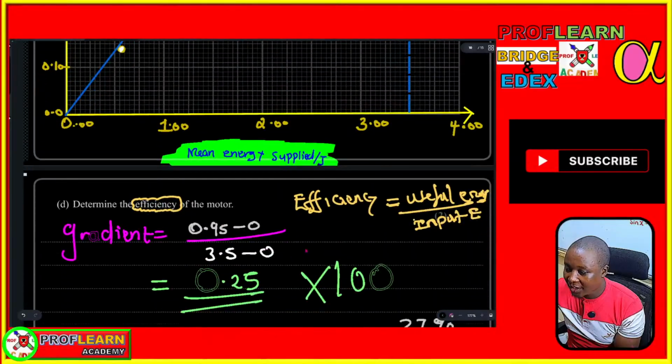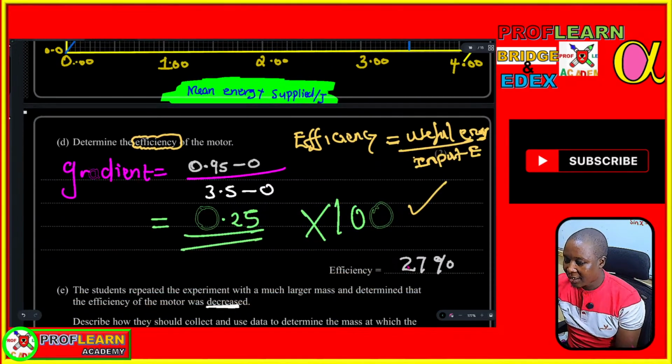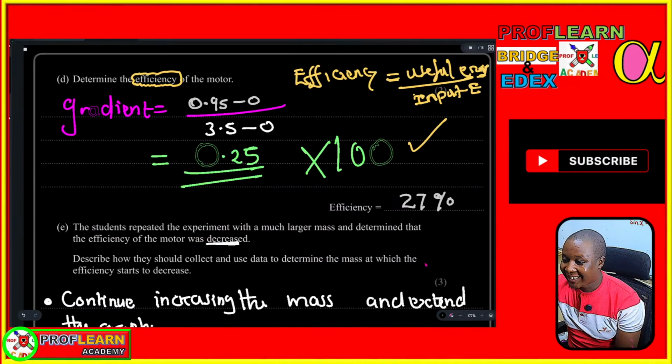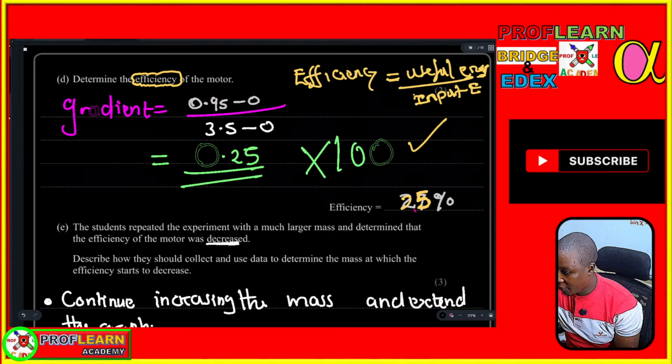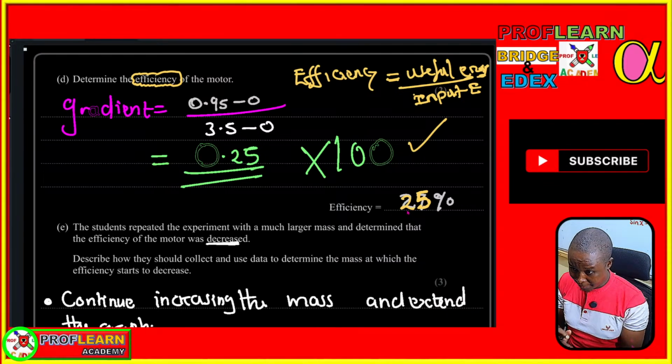So that's why, if we have a straight line graph, to get the efficiency we just work out the gradient of that graph, and if I times it by 100, I'm well and good to express my efficiency as 27. Sorry, this is going to be 25%. Yeah, so let me check it.